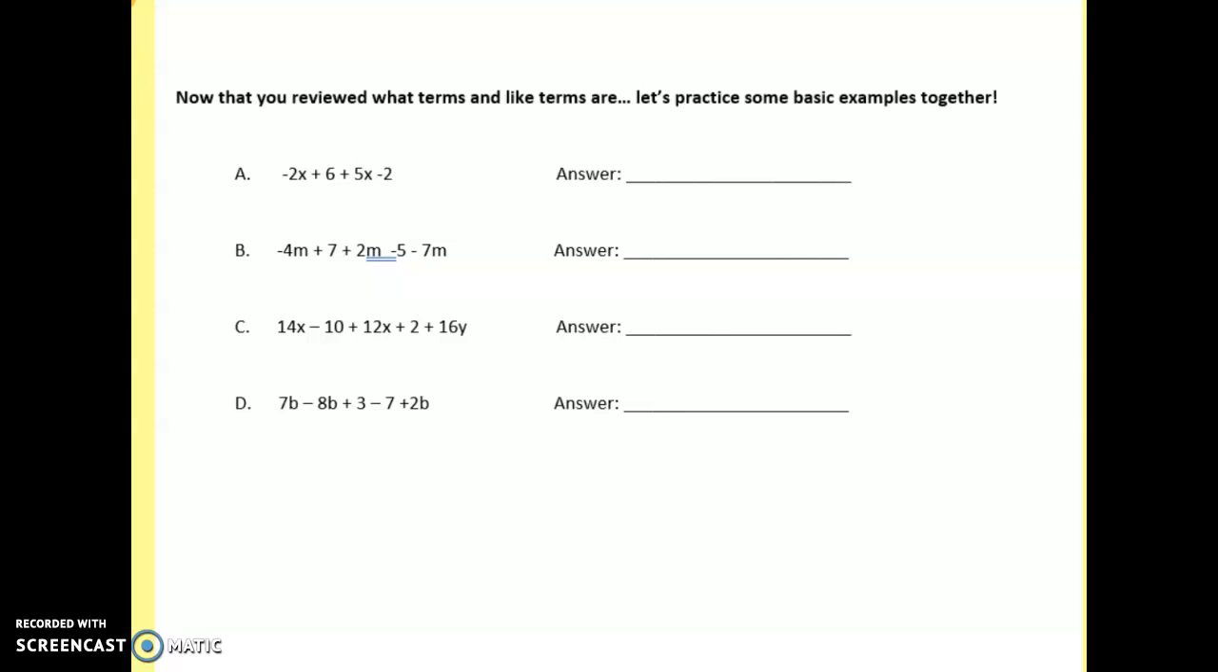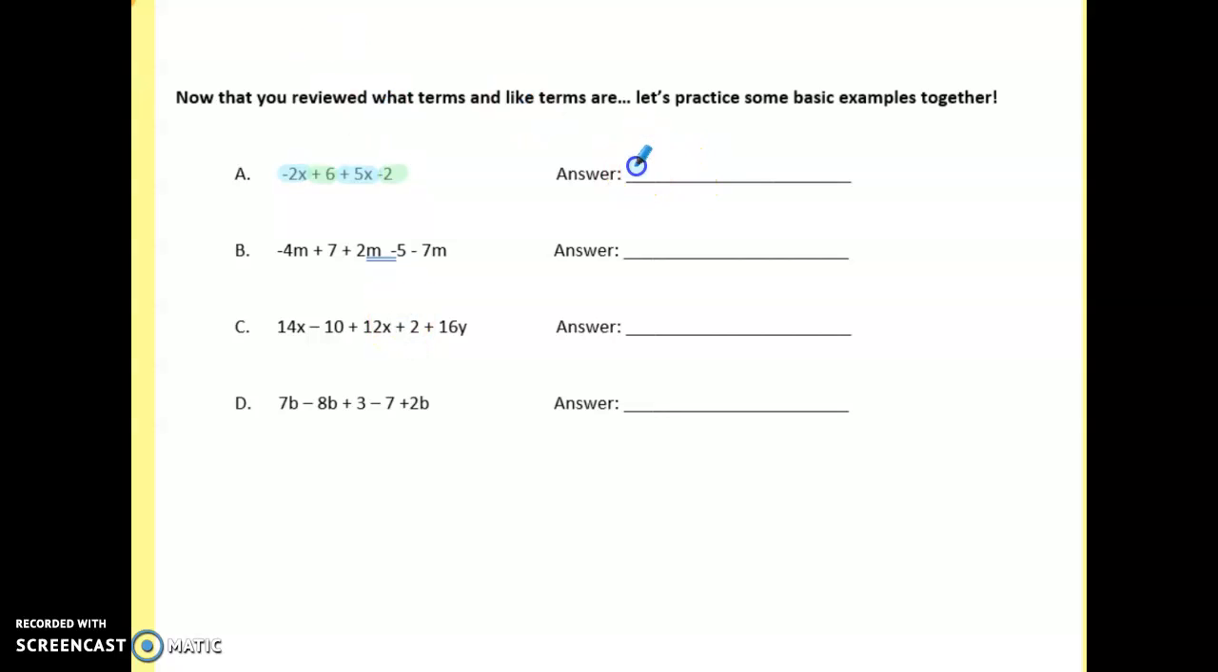Here's some basic examples. So we've got an expression, and we should see the like terms in there. Now I'm going to go ahead and use my highlighter to identify those like terms because I think colors sometimes help. So negative 2x, positive 5x. Those are both x terms I can put together. Then we also have a plus 6 and a negative 2. Those are like terms that we put together.